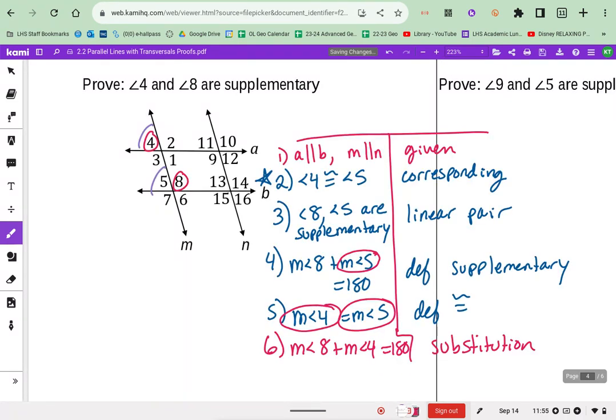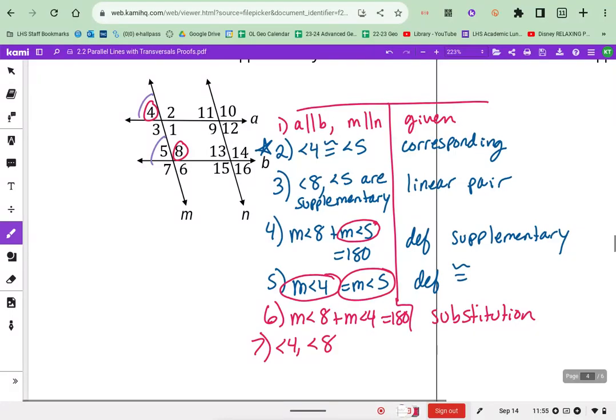Yes. It says prove angle 4 and angle 8 are supplementary. It doesn't say the measure. Yes, we have one more step. Yep, one step. So if you ever want to switch from saying something's equal to 180 to something supplementary, you just use the definition of supplementary again. Because remember, that definition can go both ways. It can get you from the word to the equation or from the equation to the word. So our very last step is to say angle 4 and angle 8 are supplementary.